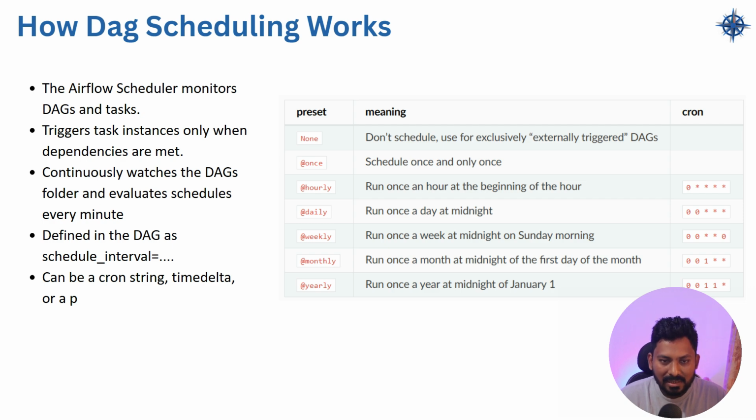Now these are the presets, but suppose you want to run at a customized timing. Let's say you don't want to run daily at 12 a.m., you want to run daily at 5 p.m., or let's say at 9 a.m. Any of these custom schedules you can put using a cron expression. Now I will jump into my VS Code and show you some sample DAGs with different frequencies and different schedules, so you will understand how we can schedule our DAG based on our requirements. So let's jump into VS Code now.